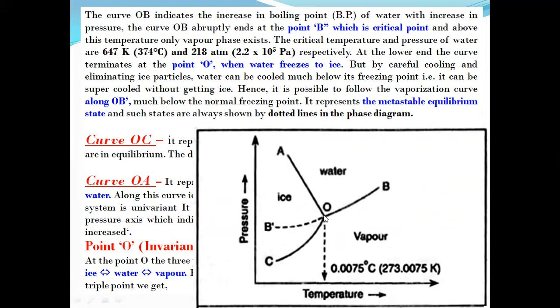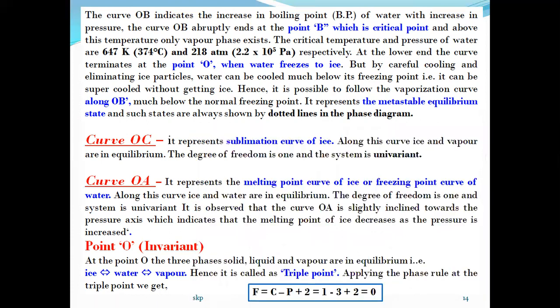And the last one is point O, at which all three phases are in equilibrium with each other. That is solid, liquid and vapor, that is ice, water and vapor, are in equilibrium at this point. Hence it is called the triple point, because three phases are in equilibrium at this point. If we apply the phase rule to this point, with three phases and one component, we get degrees of freedom as 0. That means the point O, the triple point, is invariant.